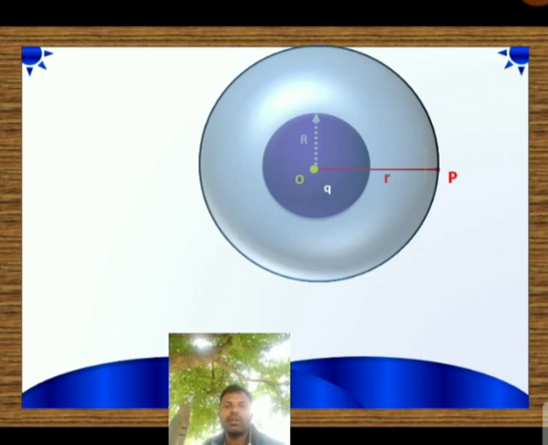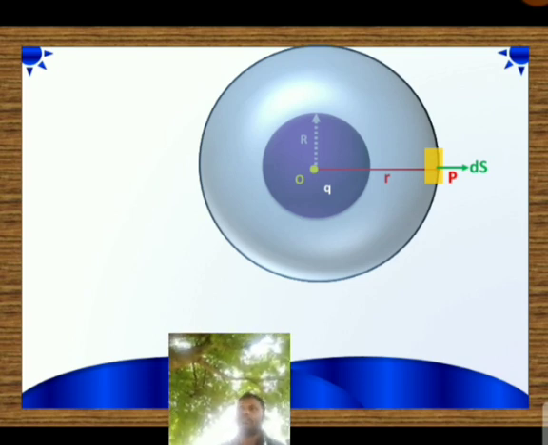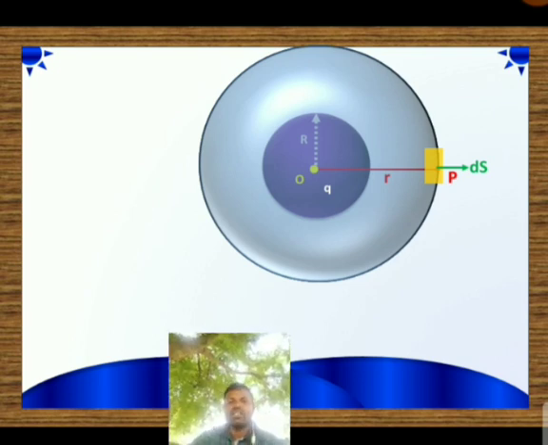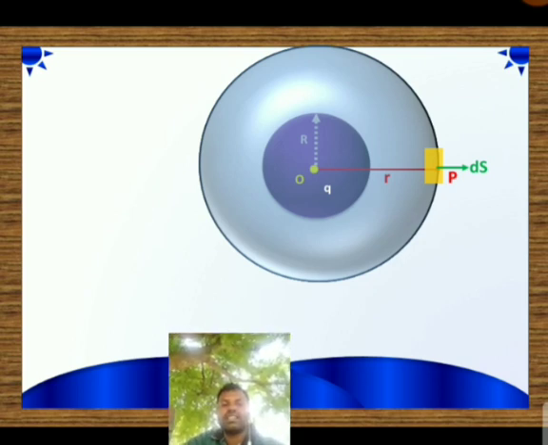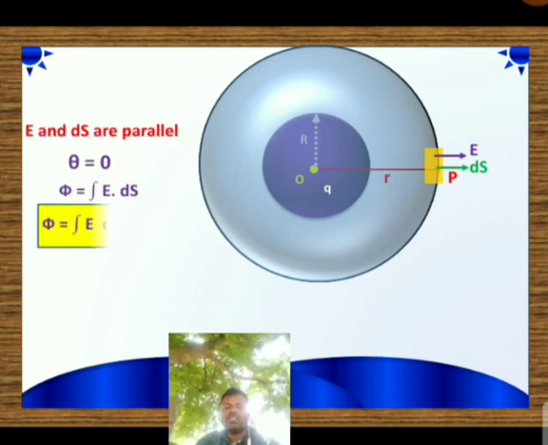Okay, what I have to do? I have to take a small area dS. dS is a small area, and the direction is normal to the surface area. Now I have to write the electric field direction. Already you know from lines of force, they always go from positive outward from the center. That means the electric field direction is also like this. Now what is the angle between E and dS? It is 0. Theta is 0. E and dS are parallel, so theta becomes 0.